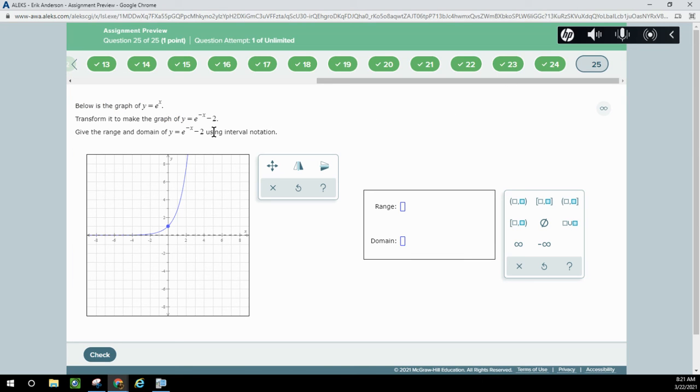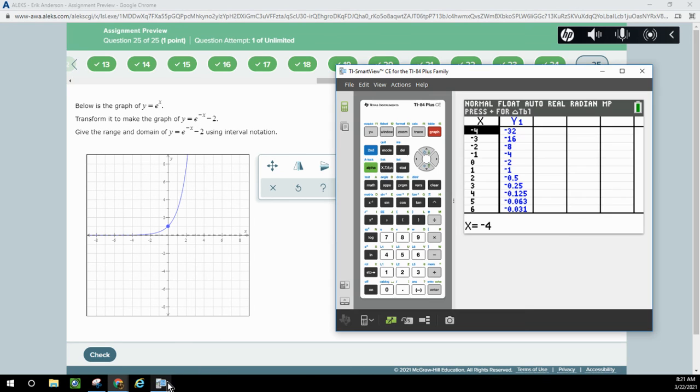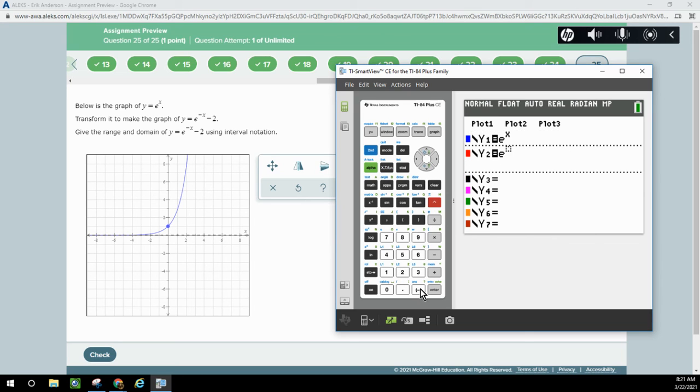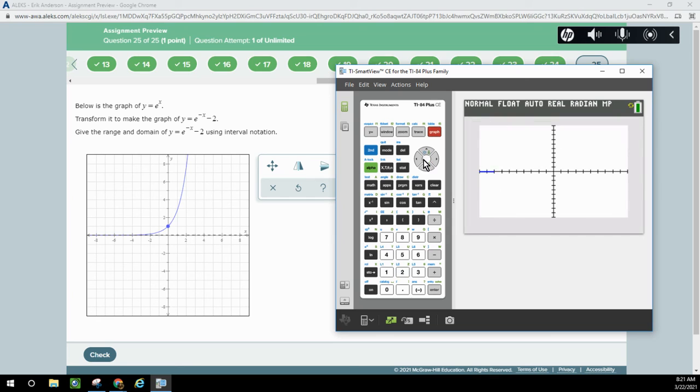And then we've got a graph of e to the x, e to the -x minus 2. We want to look at those two. E is second divide, e to the x, and then e to the -x is going to be a reflection across the y-axis. And then -2 is going to move it down 2. So instead of being growth, it's going to be decay. And instead of having an asymptote at 0, it's going to have an asymptote at -2.